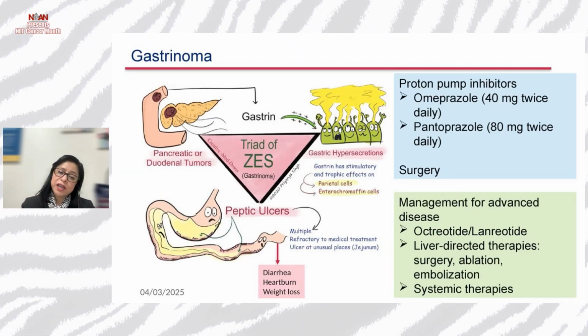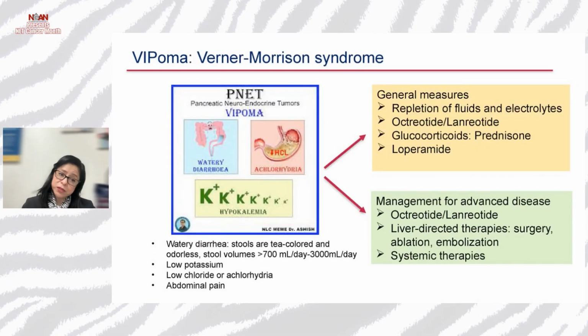But in patients that have a gastrinoma, it has to have a higher dose of either omeprazole or pantoprazole. It's not just the standard dose for a regular GERD, or gastroesophageal reflux disease. For a patient with gastrinoma, these patients will require much higher doses, either omeprazole or pantoprazole. For the management of advanced disease, besides the monthly injection, as we discussed, there are other different therapies, either surgery or liver-directed therapy, as well as the different systemic therapy options for the treatment of neuroendocrine tumors.